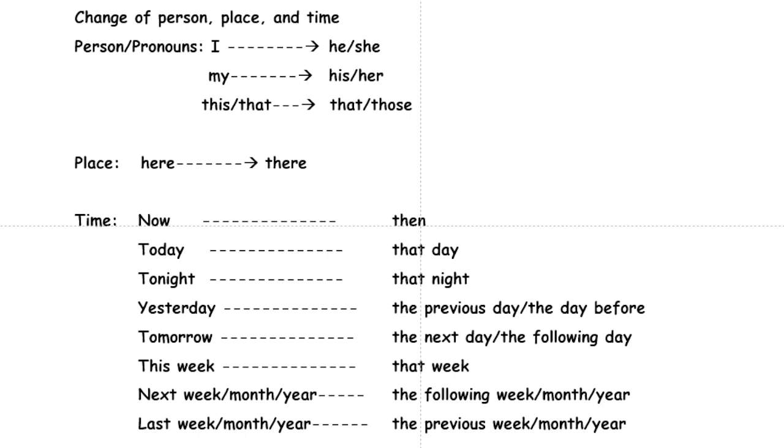Now, remember, children, if it is yesterday, sometimes what you people do, you write only previous day. You miss the article. So, please do not miss this. If you are missing the, then your sentence is wrong. So, please keep in mind using this article. Tomorrow will change into the next day or the following day. This week will change into that week, next month, next year will change into the following month, the following year. Last week, last month, last year will change into the previous week, previous month, and previous year.